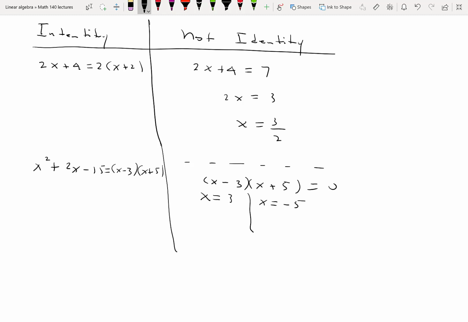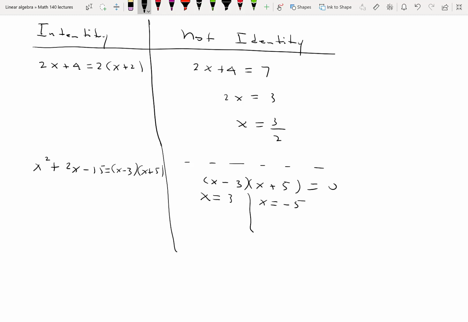The first equation, 2x plus 4 equals 2 times the quantity x plus 2, is true no matter what x value you substitute in. It doesn't have a single solution. Every number works. Every number is a solution. That's what separates an identity from one that is not an identity. An identity has every allowable value of the variable as a solution.